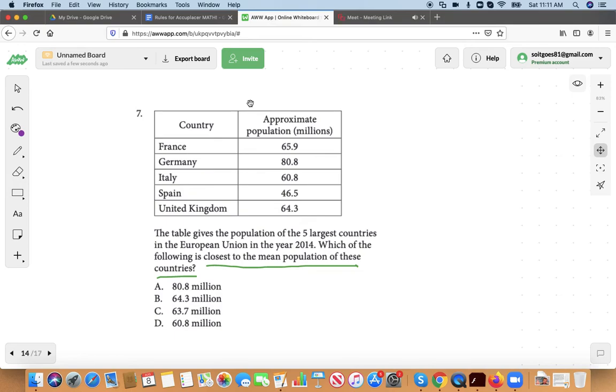Okay. Here's what I got. I got 318.3. Did you get that? Yes. I just add those up and then divide by the number of countries. And that's 5. What'd you get? 63.66. So the answer would be C. C, absolutely. That's it.